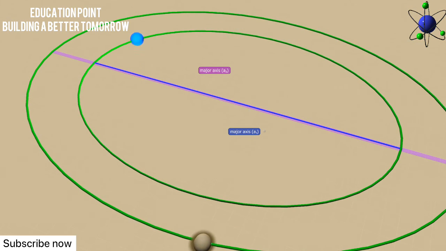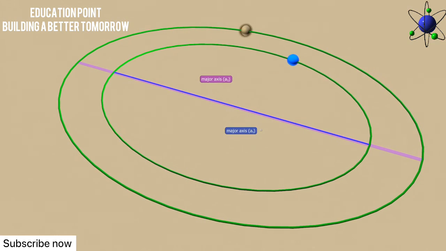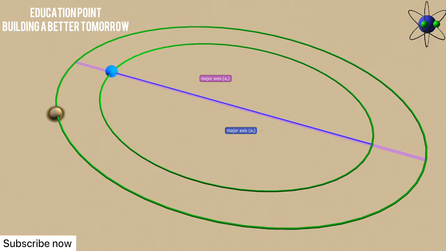Kepler's laws, which were based on data from Tycho Brahe's astronomical observations, represented the foundation of celestial mechanics. The three laws also provided a basis for Isaac Newton's theory of gravity, explaining the physics of planetary motion.